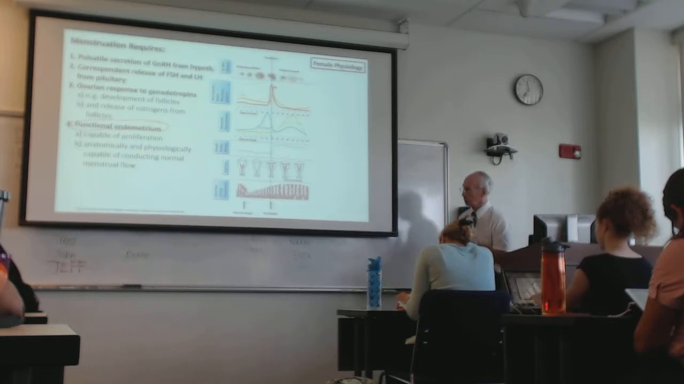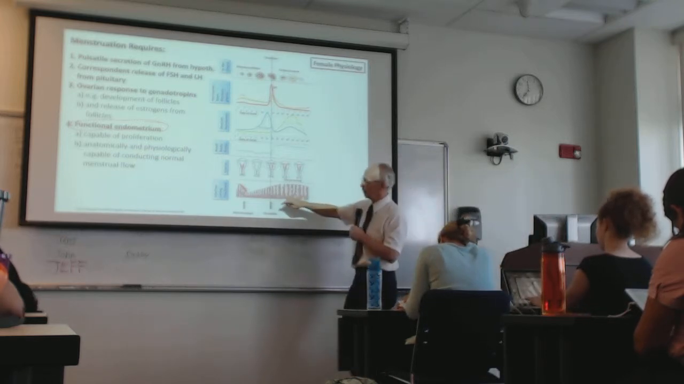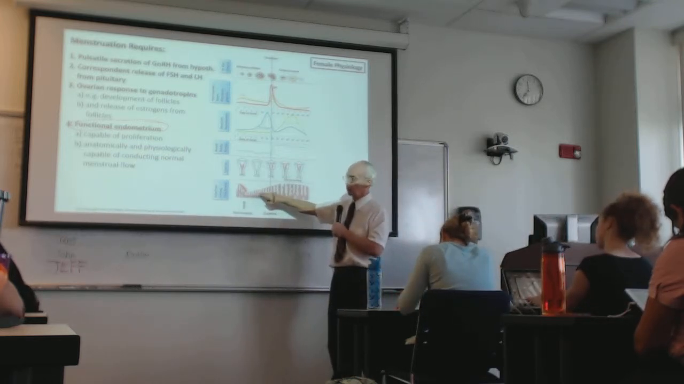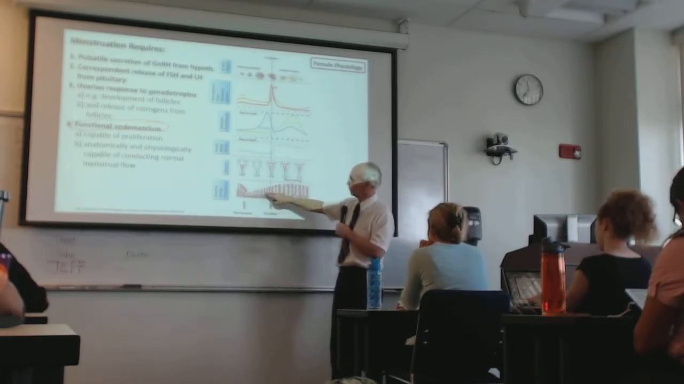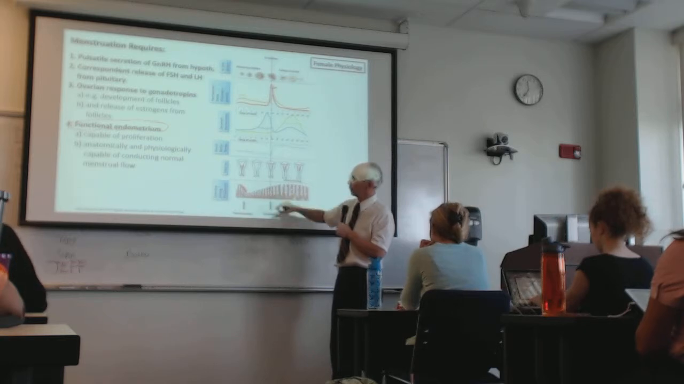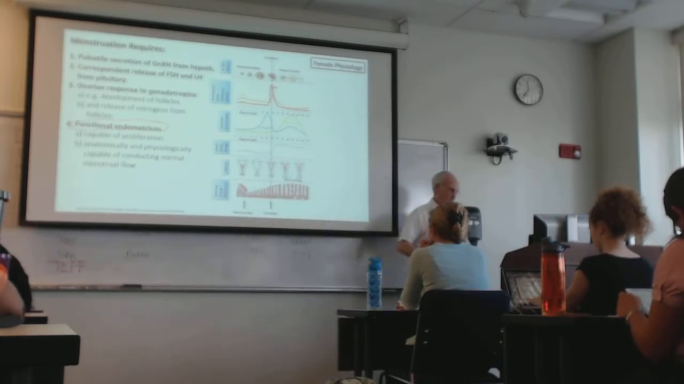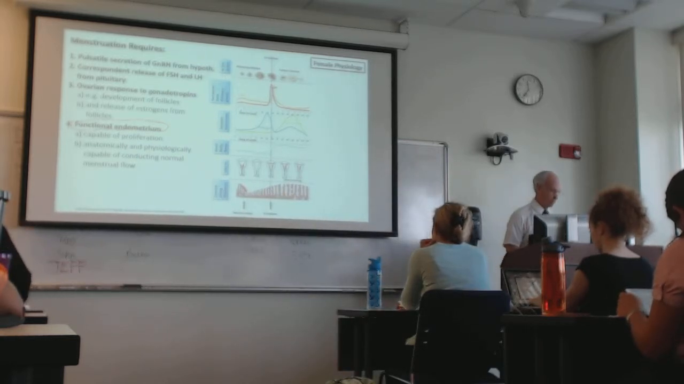By proliferation, we mean a time-appropriate increase in the vascularity. They're called spiral arteries and spiral glands. But these structures both have to proliferate. Proliferate means to increase in number.